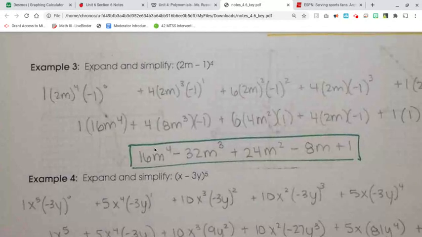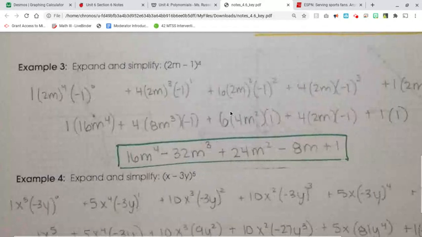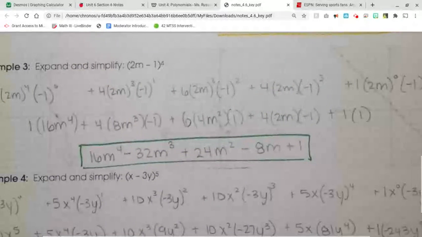and that's 16m to the fourth. 4 times 8 is 32, and we have a negative, right? So negative 32, and then m to the third. Then we go here, 6 times 4 times 1, that's 24, and then m squared. 4 times 2 times -1, that's -8, and then m. And then, like we said, 1 times 1 is a plus 1. And you have expanded and simplified example 3.